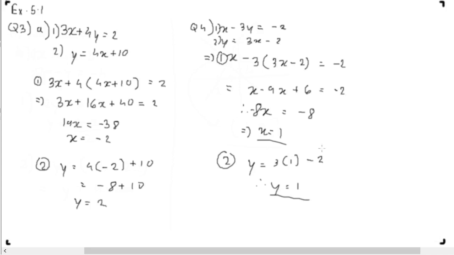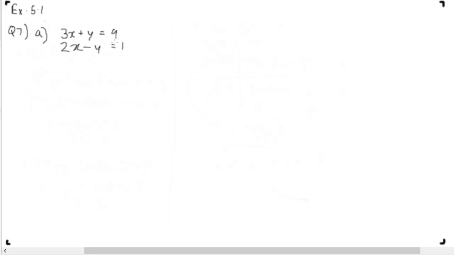Now from here, we have to go to question 7. The difference for this question is that it handles the other method, which is the elimination method, which is honestly the better method. If you're doing more complex simultaneous equations, you should probably just go for elimination, even though it's a bit trickier.